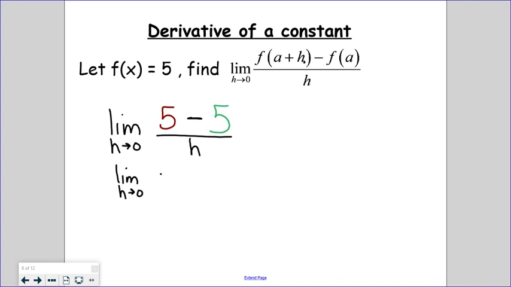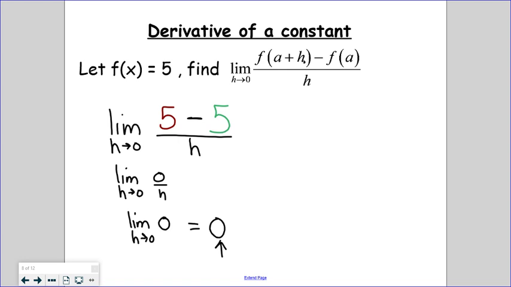5 minus 5 is 0. 0 over anything, doesn't matter what it is, is 0. And I can evaluate this as h approaches 0. It's going to be 0, right? So we see that the derivative of a constant is going to be 0. Does it matter what the constant is? No, not at all.